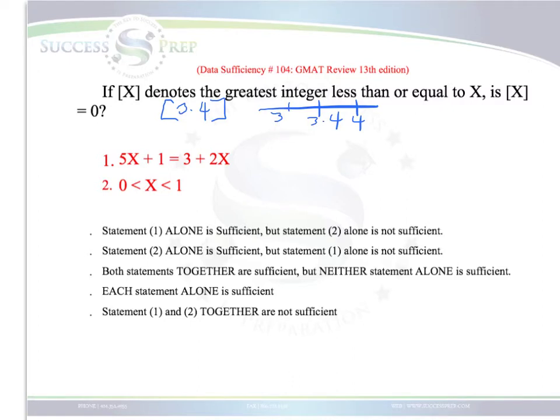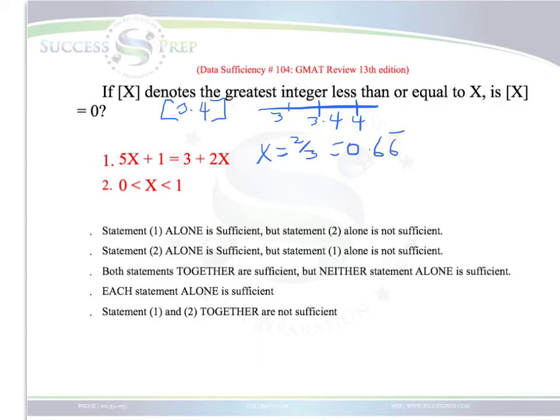So let's take a look at our question here. We have to look at statement 1. In statement 1, what I want us to recognize here is, remember that in data sufficiency you really don't have to solve the question all the way. If we look at this statement here, there's only one variable, which is the x. If you solve it, the x will give you 2 over 3. Just to save us some time, the x is going to give us 2 over 3, which is 0.66 repeated.